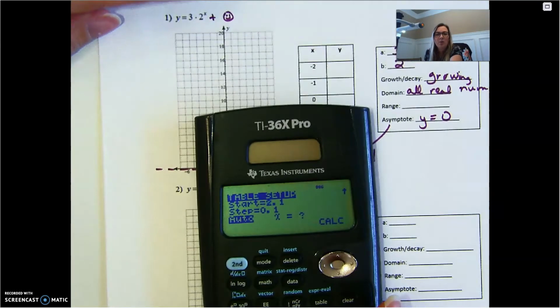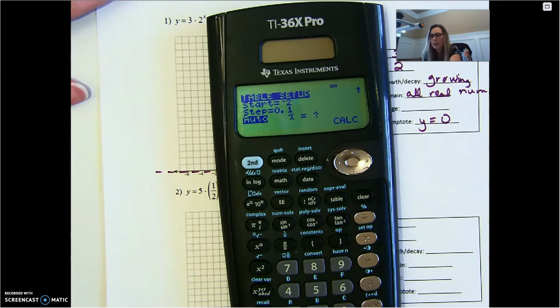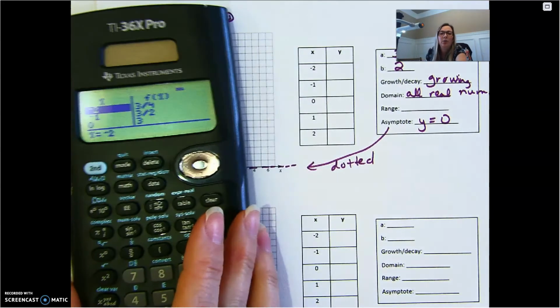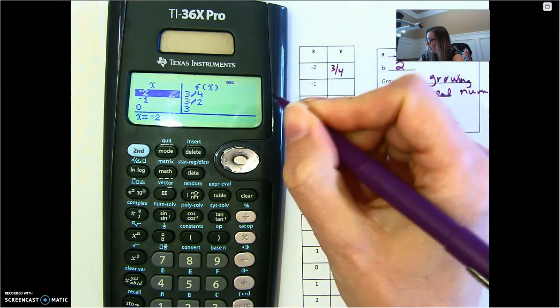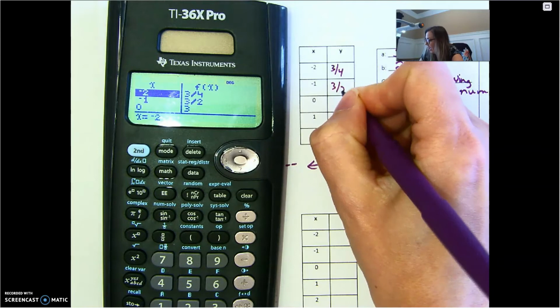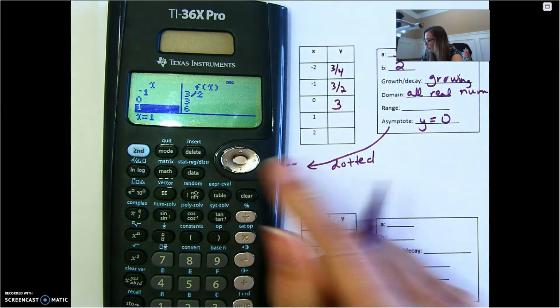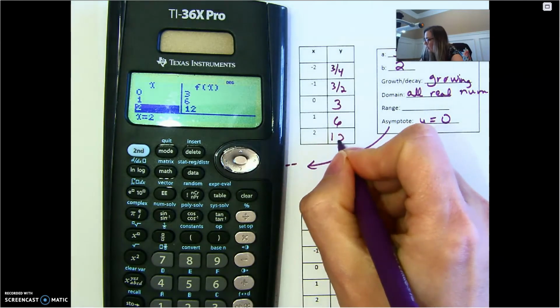We will tell it to start at -2, and we'll go by ones every time. So at -2, the output is 3/4. At -1, the output is 3/2. At 0, the output is 3. 1 is 6, 2 is 12.